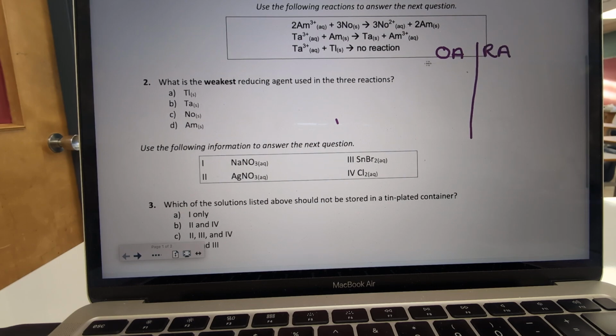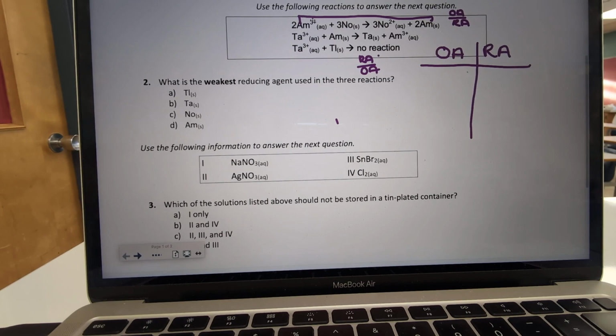Page 7 of your data booklet always shows reduction reactions. So going over it, if you see products, you know you have a reaction, so your OA is higher up on the table than your RA. If you have no reaction, that is non-spontaneous, so your RA has to be higher on the table than your OA. So we're going to be going through and taking a look. Your OA and RA are always reactants. Products just help you see what's happening.